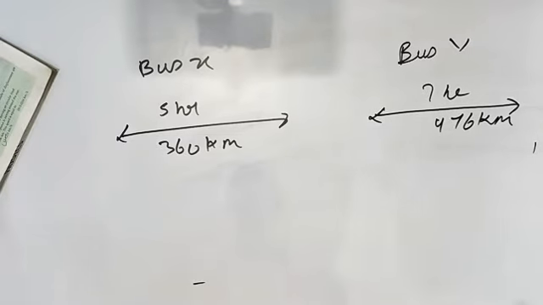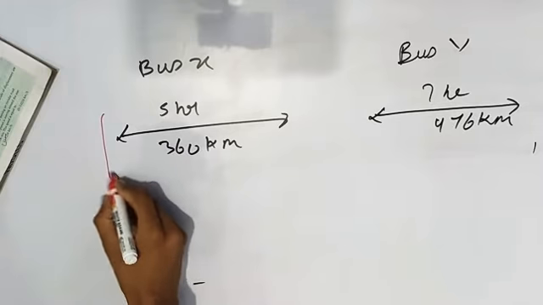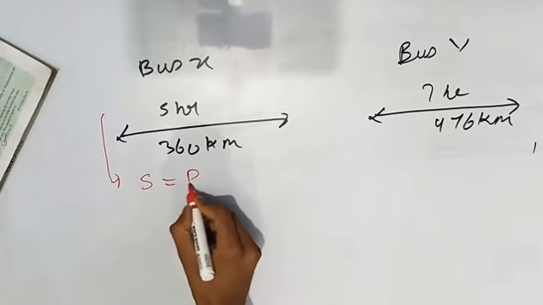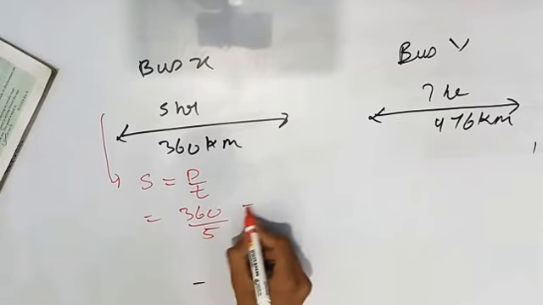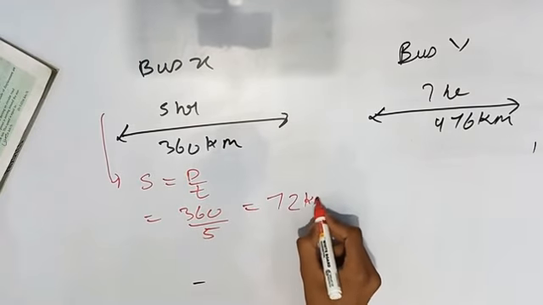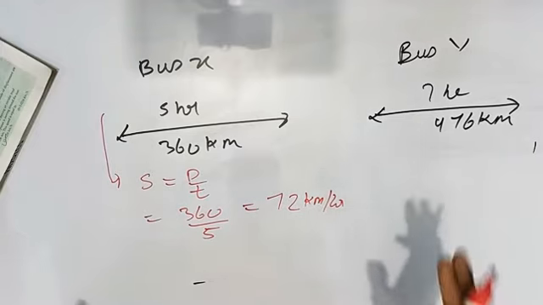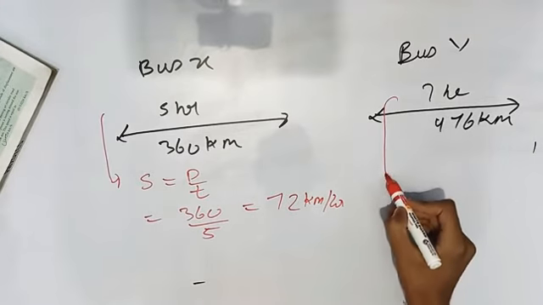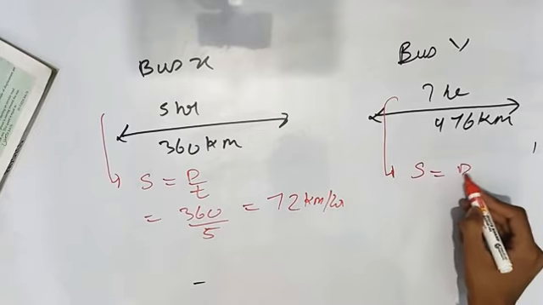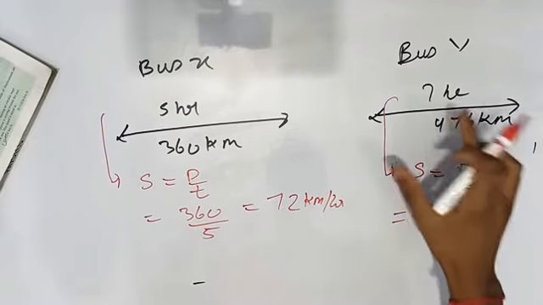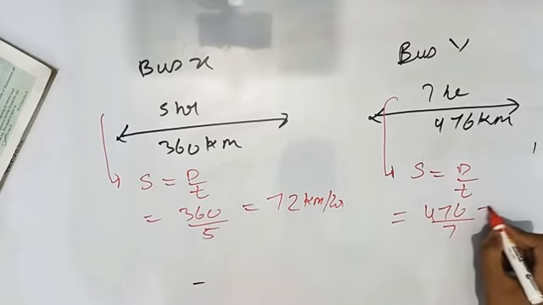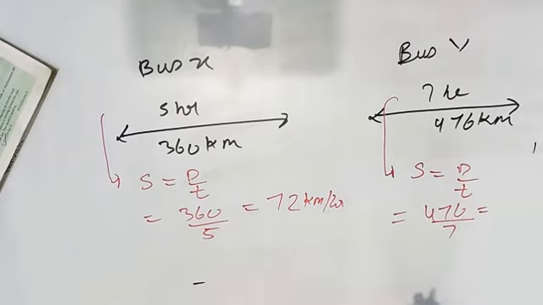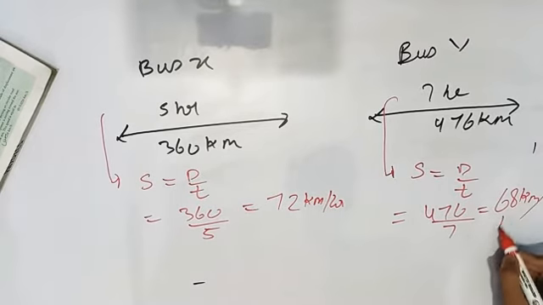We will directly use the speed formula here: speed equals distance upon time. The distance is 360 km and the time is 5 hours. So the speed of bus X will be 72 km per hour. Now let's see bus Y. The speed of bus Y will be distance upon time, that is 476 upon 7. So the speed of bus Y will be 68 km per hour.